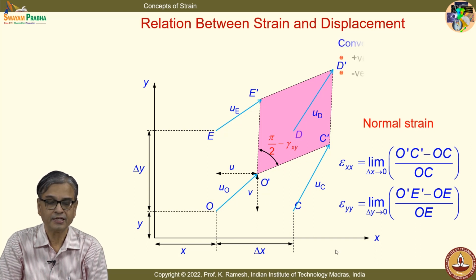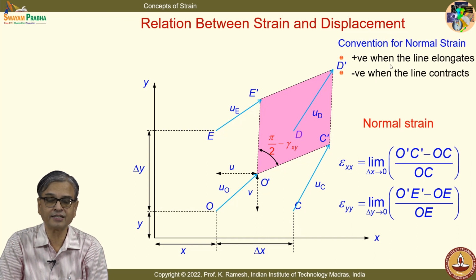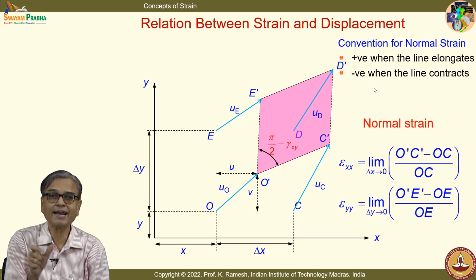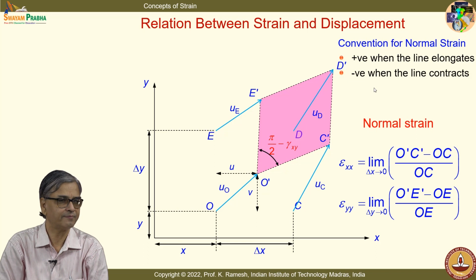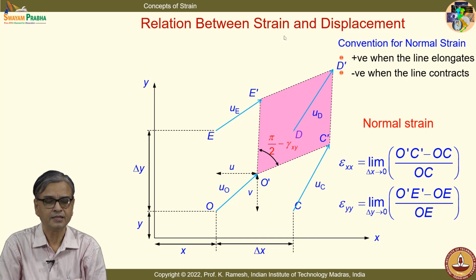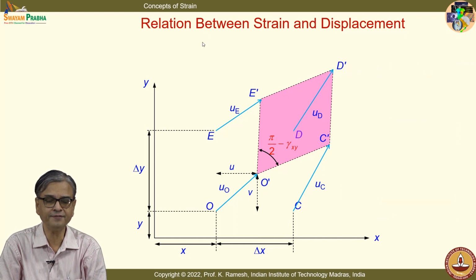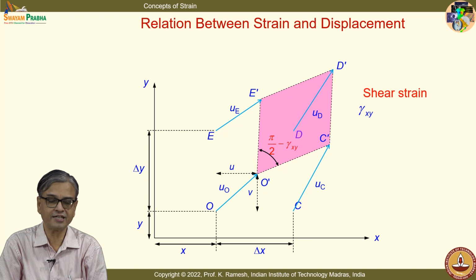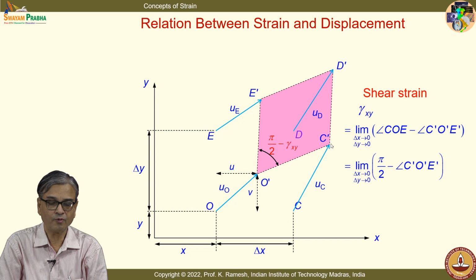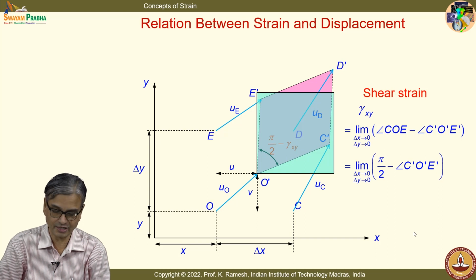When it elongates, we call this positive strain. When it contracts, we call it negative strain, very similar to calling tension and compression. You can also define the shear strain, which is nothing but the change in the original rectangle. The original angle COE was initially pi by 2, and the final angle is C prime O prime E prime. So, this is the definition of your shear strain.